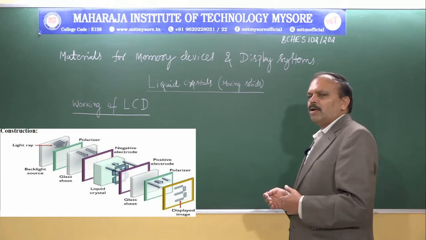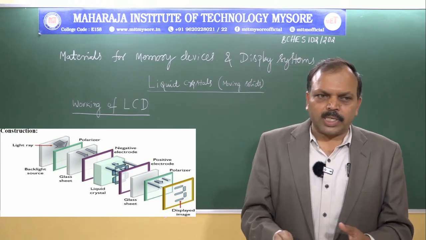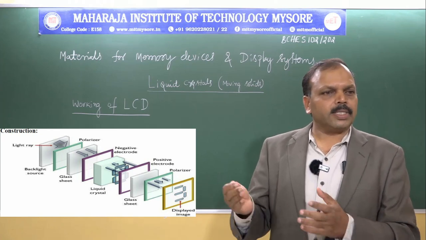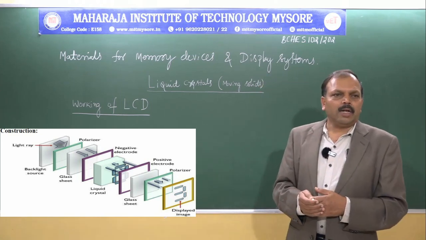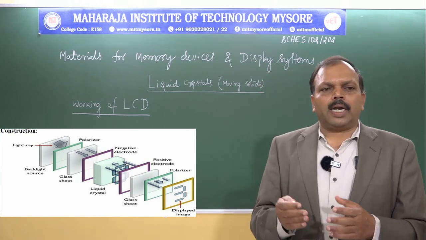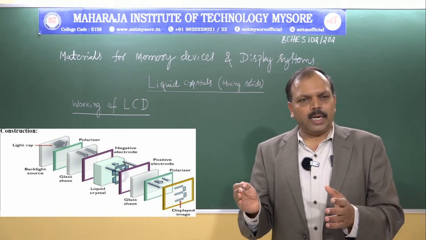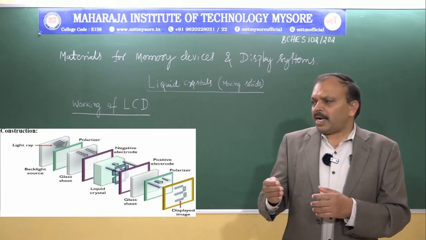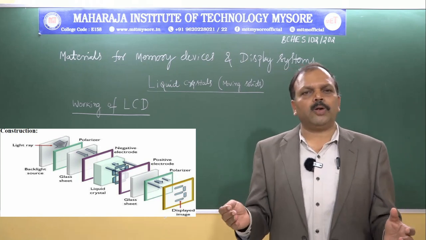On another side, the first glass substrate is coated with indium tin oxide, that is ITO, and the second glass substrate is coated with a color filter. A thin alignment layer made up of polymer is applied to the electrode layer to align the liquid crystal molecules. A backlight is positioned behind the LCD panel to provide illumination.